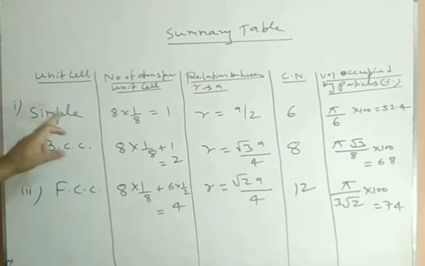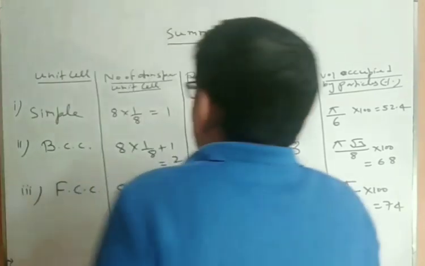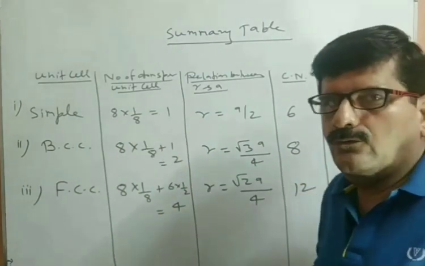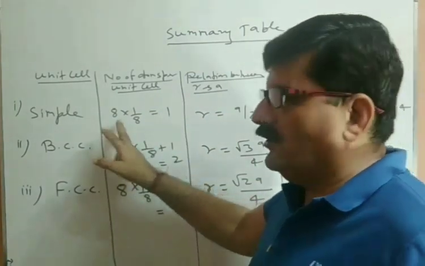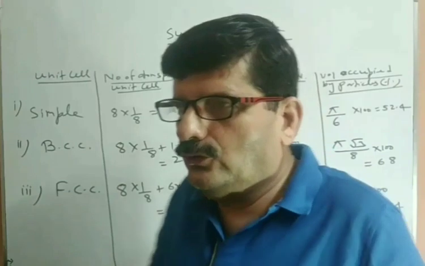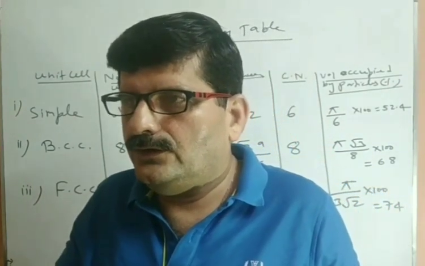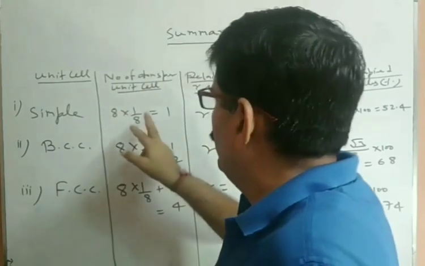So in case of simple unit cell, you can write number of atoms per unit cell is equal to 1. Why? Because 8 corners are present in the cube and the contribution by 1 corner in the cube is equal to what? 1 by 8.